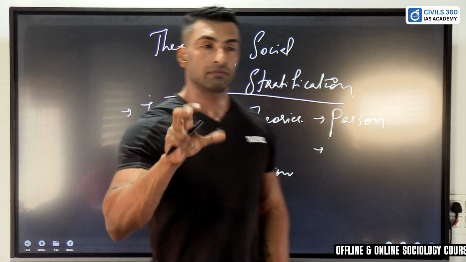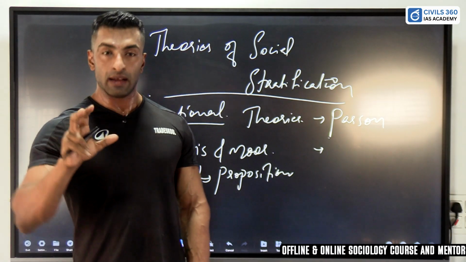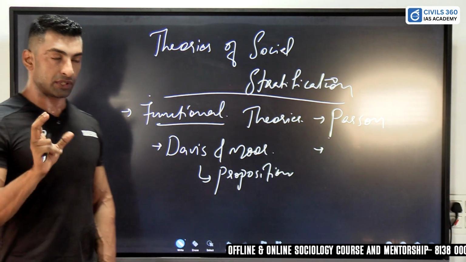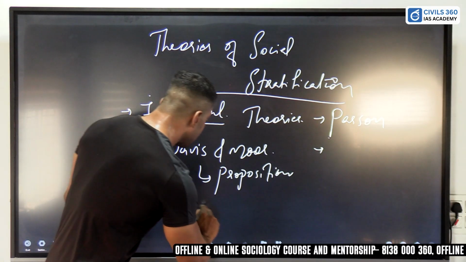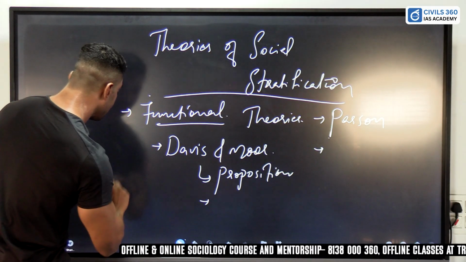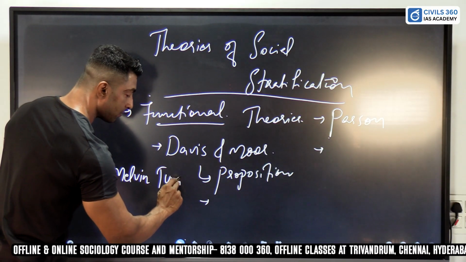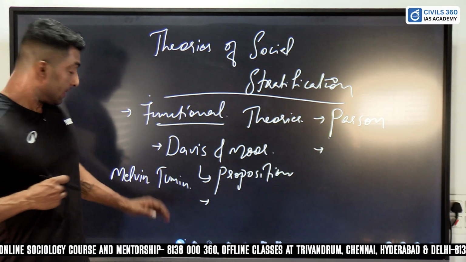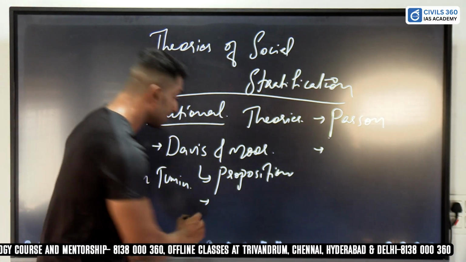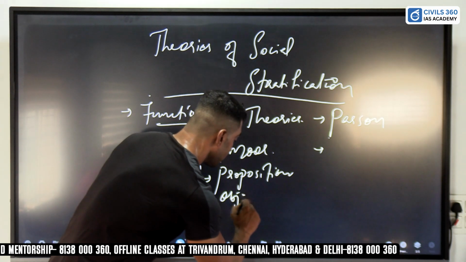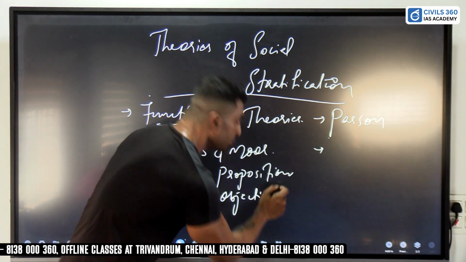Okay, about social inequality, stratification. I'll talk about the propositions that they give. And then what happens is, there is someone called Melvin Tumin. He comes and raises some objections to these propositions.